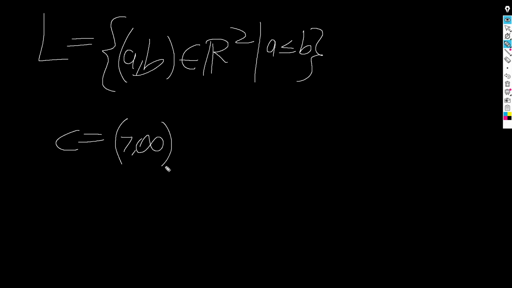So for example, if we go back to what we did earlier with the less than or equal to total order on R, and we let C be the open interval from 7 to infinity, then we said that there is no smallest element in C, but there is a lower bound for C, and that is 7, because 7 is less than or equal to everything in C.